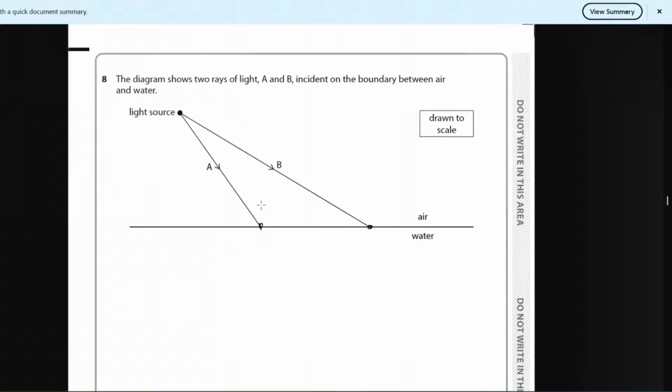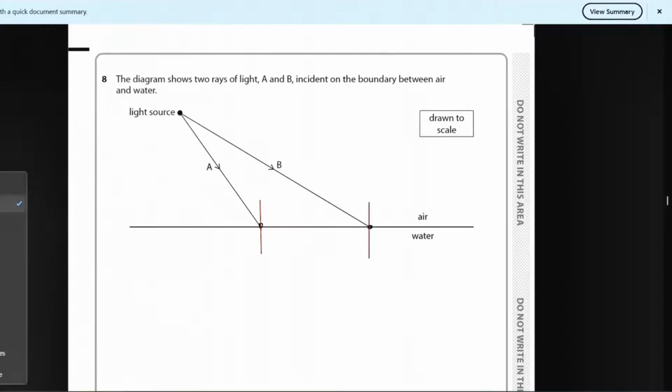And we need to make sure that the normal line is perpendicular to the surface. So that's for ray A. And then there will be another normal line for ray B. Let's mark the angle of incidence. Let's measure the angle of incidence. I've already measured the angle of incidence for ray A, and this is 36 degrees. Make sure this angle is between the incident ray and the normal line.